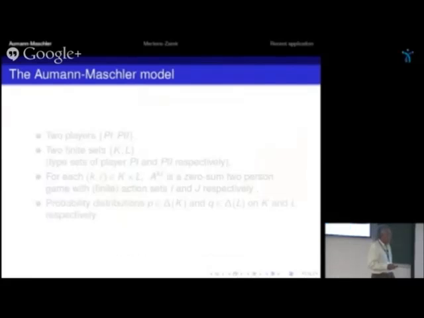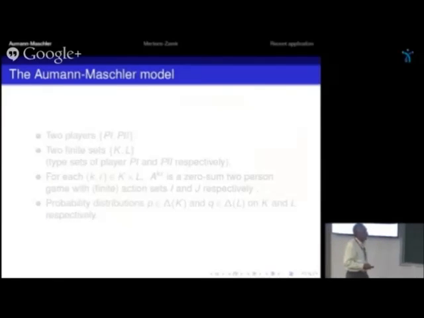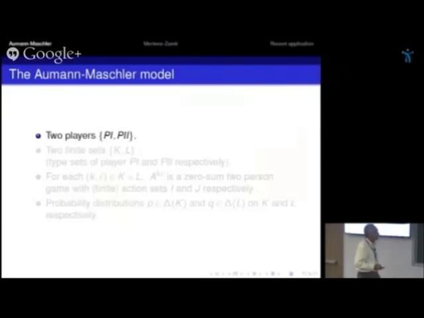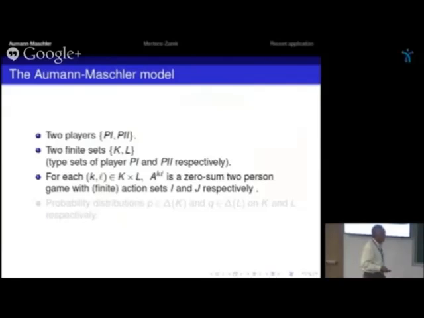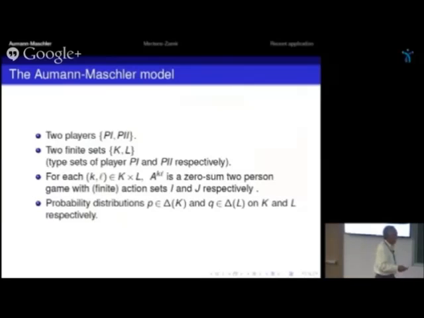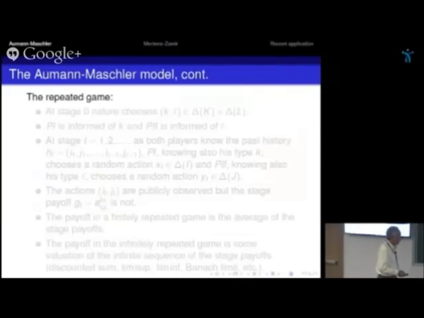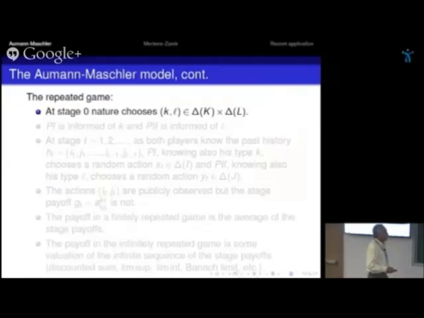So the situation, I'll start with this, although it was mentioned again, just to put order here. We're speaking of two players. That's the model of Aumann-Maschler. There are two finite sets, K and L. Think of them as the types of player 1 and player 2, respectively. The pair of types is chosen by some probability distribution. Delta K, as usual, is the set of probabilities over K, and so for L. The probabilities are known, and this is chosen at the beginning of the game. The repeated game is played as follows. At stage 0, (k,l) is chosen. Player 1 is informed of k, player 2 is informed of l.